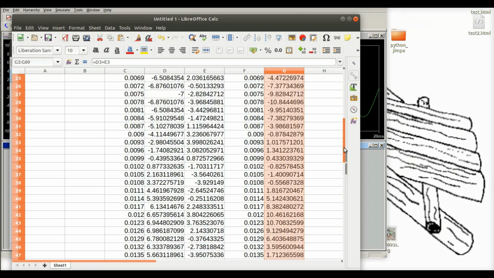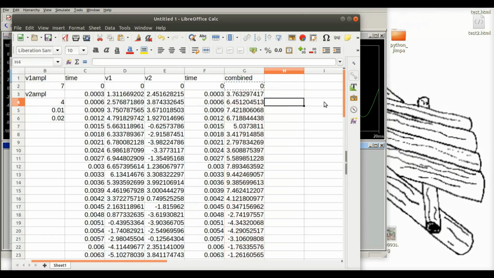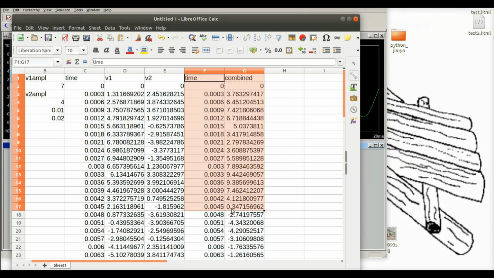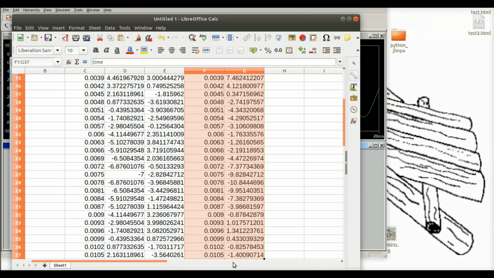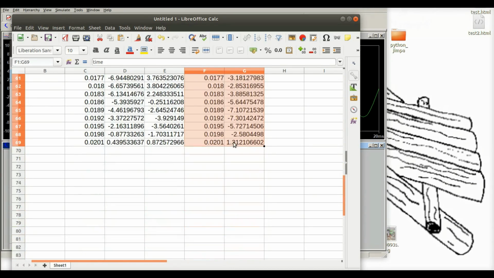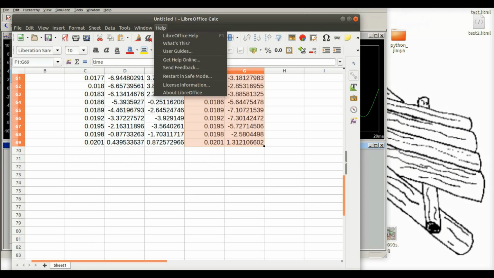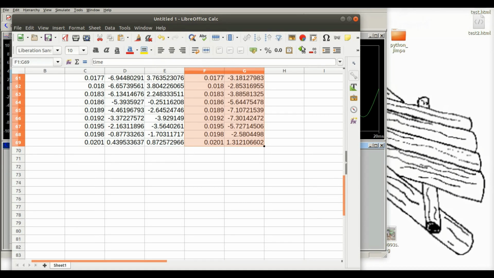Now the reason I created the extra time column was for graphing purposes. I like to have my X and my Y side by side, and I'm highlighting those two columns, all the values, and now I've got to figure out how to graph. It's been a little while. There's a graph symbol right there. Let's see what we get.